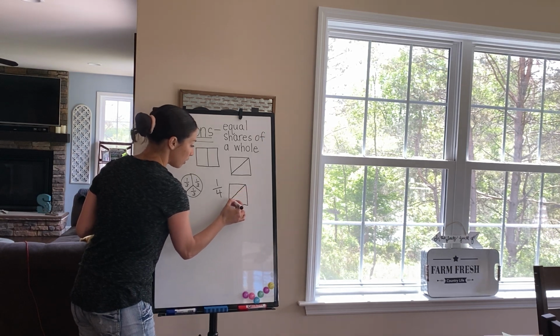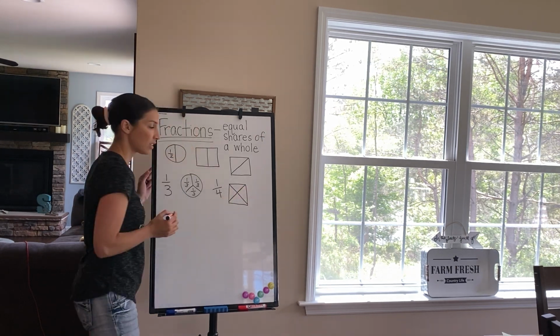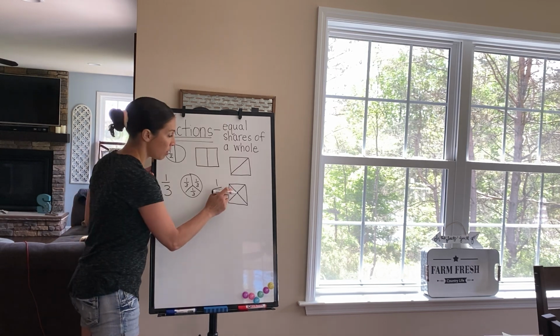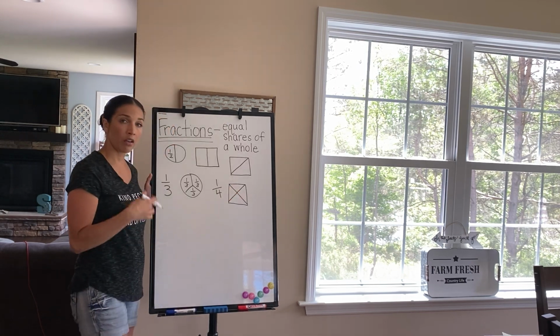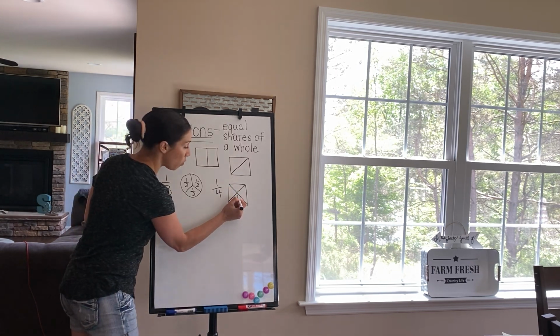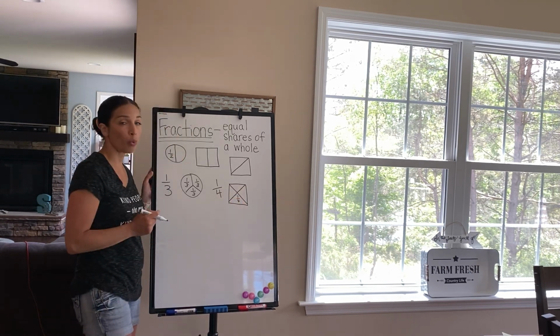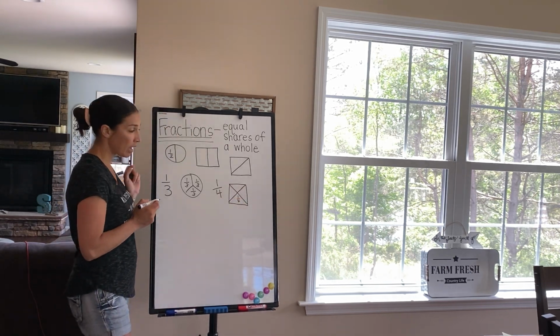It might look like this. How many pieces are there? 1, 2, 3, 4. And if I'm talking about just one of the pieces, it would be 1 over 4 or 1/4, okay? Now I could go on and on and on.